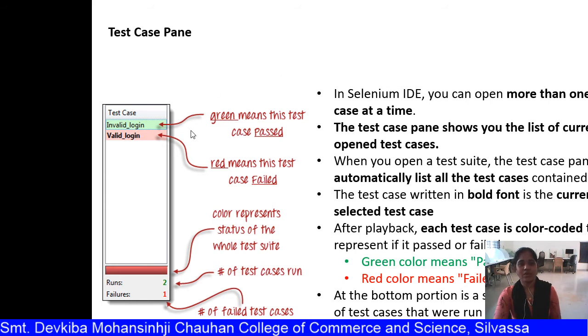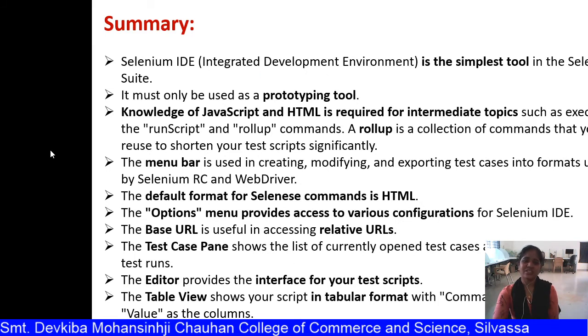But this valid login, as you can see, is in red color, which means it is a failed test case. Green color means passed and red color means failed. This is just a summary that you can read, whatever I have explained. The editor has two types of view: table view and source view. Source view displays your script in HTML format, and table view shows your script in tabular format. There are many things that you can just read out.